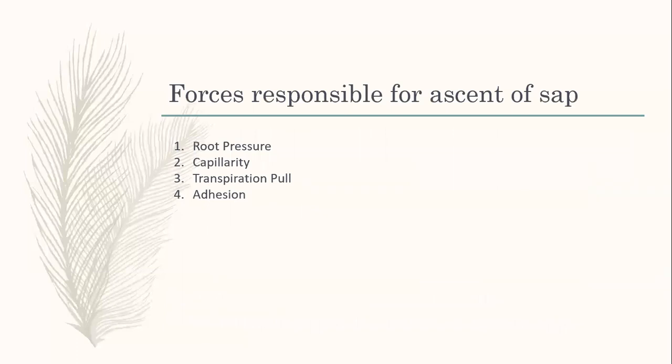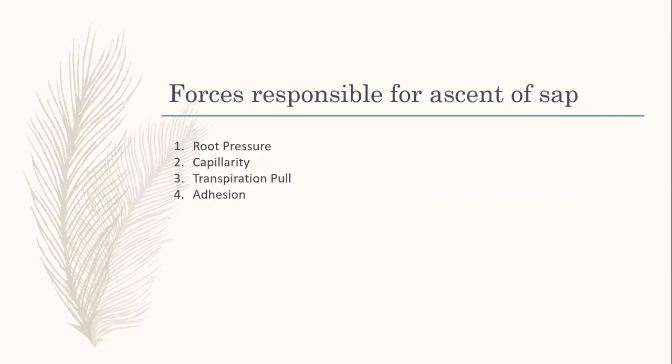Forces responsible for ascent of sap. What is meant by ascent of sap? The upward conduction of water from the roots to the shoot apex is called ascent of sap. The three factors that are responsible for ascent of sap are root pressure, transpiration pull, and capillarity, the forces of cohesion and adhesion.